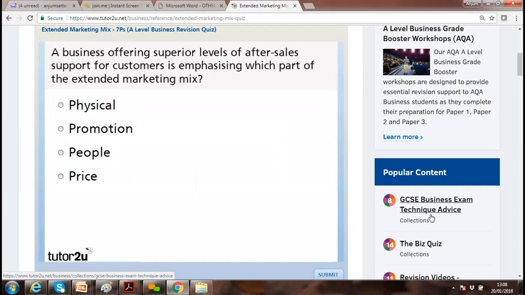Okay, next. A business offering a superior level of after-sales support for customers is emphasizing which part of the extended marketing mix? Physical? People, price, promotion? Which one? Sorry, I don't know why the noise comes. After-sales support. People. Yes, correct. Well done. You both well done.